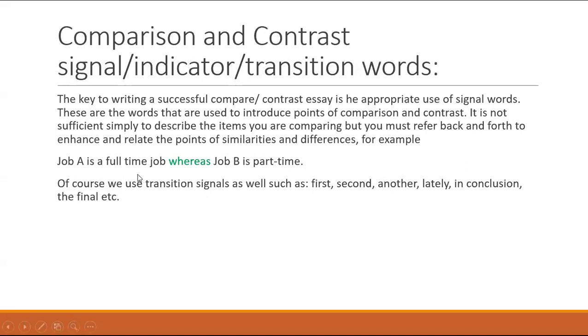For example, here we have an example. Job A is a full-time job, whereas job B is part-time. See, here we have whereas. It's an indicator or a transition word or a signal, right? That means we are shifting to another subject. First we talk about the first subject, then we shift to another subject, so we use indicators. Of course, we use first, second, another, lately, in conclusion, the final, etc. But the main purpose of this is to have a transition from one subject to another subject.